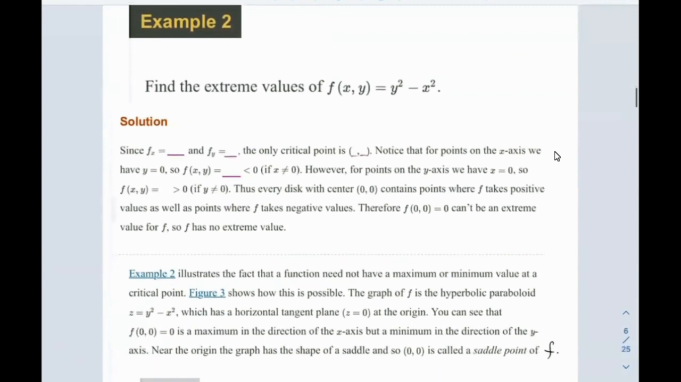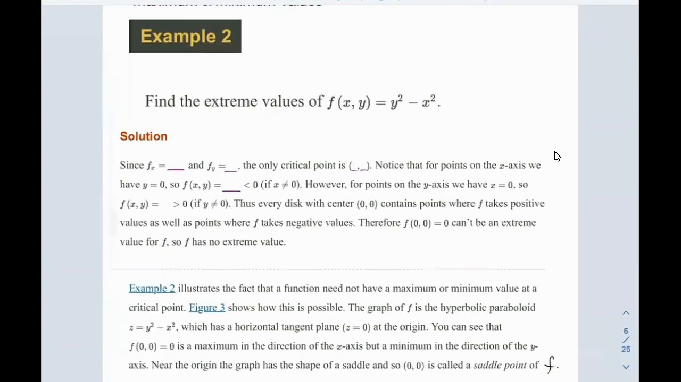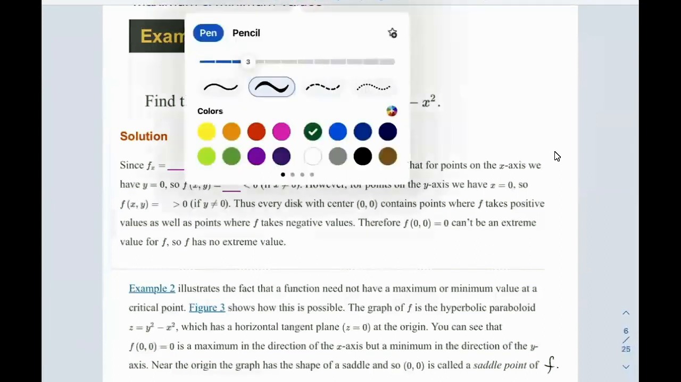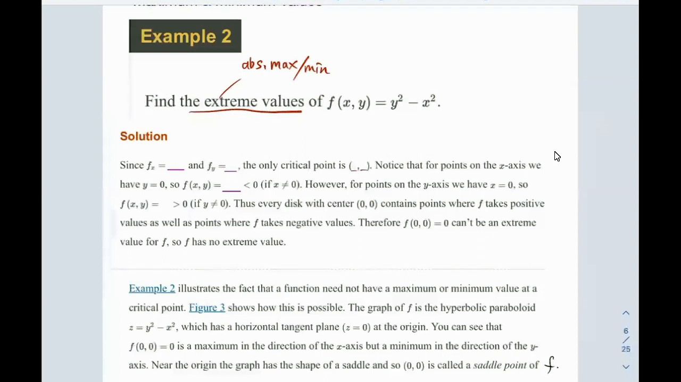Now let's look at example 2. In example 2, we try to find the extreme value of the function y squared minus x squared. Now, what do we mean by extreme value? Extreme value means absolute max and absolute min. So this is what it means. In order to do that, we need to find those critical points, right?